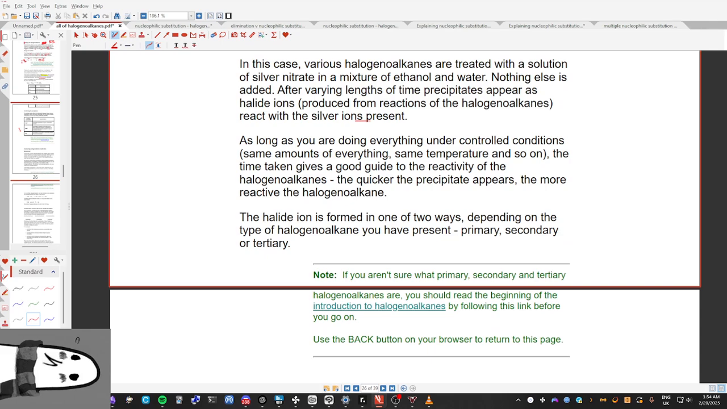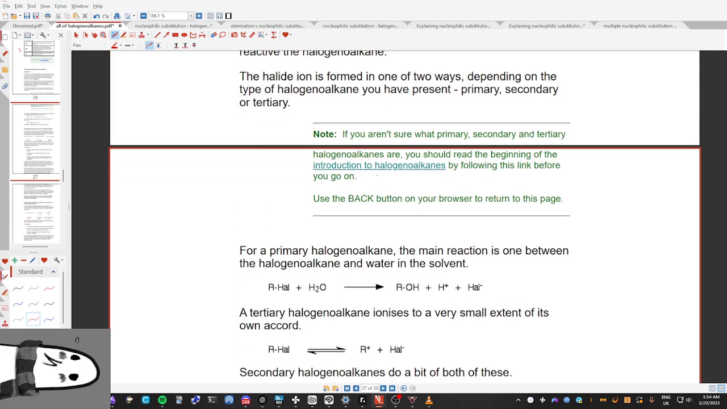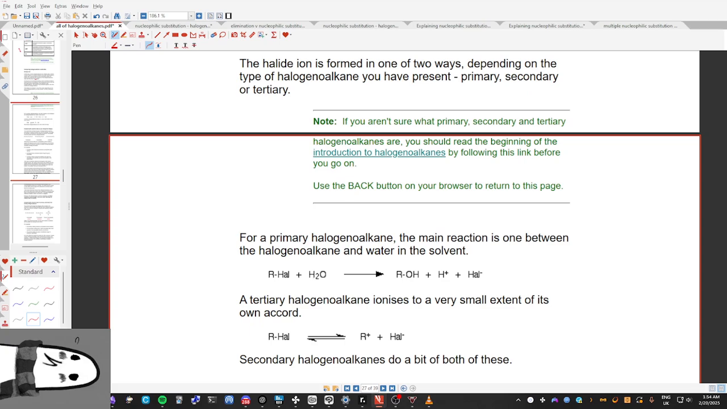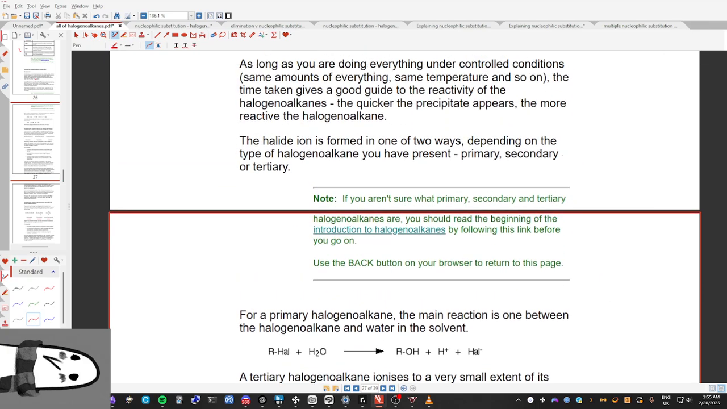Am I tripping, or do I know this? Is this talking about just the two species, one species type thing? For primary, the main reaction is one between halogenoalkane and water. Tertiary ionizes to a very small extent of its own accord. Sorry, one sec. What's going on here?